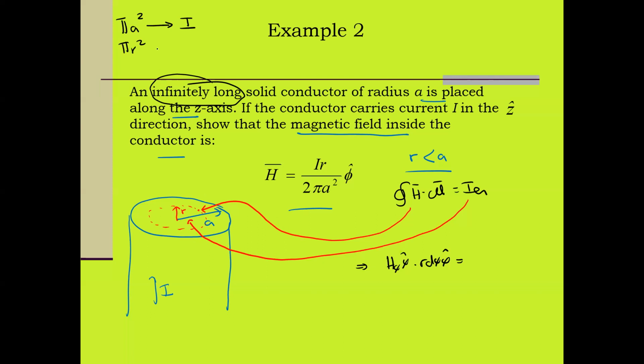So the current enclosed should then equal r squared over a squared multiplied with I. So that should be your enclosed current. So I need to write it here. So we have I of r squared divided by a squared.